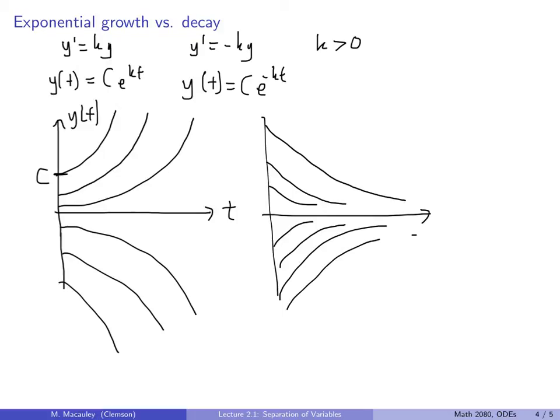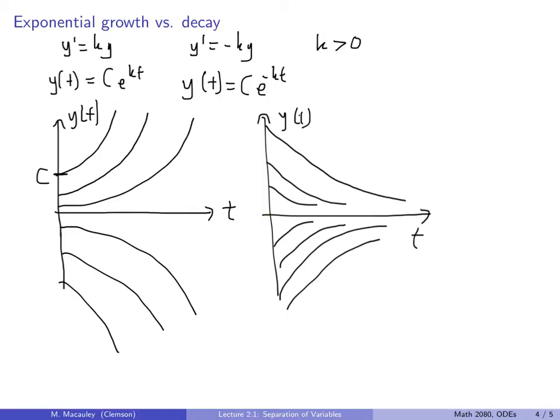So this is t, this is y of t again. So this is growth, this is decay. And so here it doesn't matter where you start. You're going to approach 0. You're never going to get there unless you actually start with 0 yourself. And then let me actually finish.